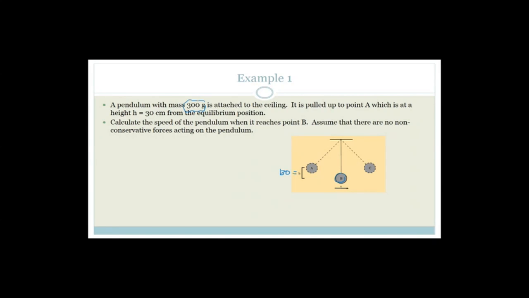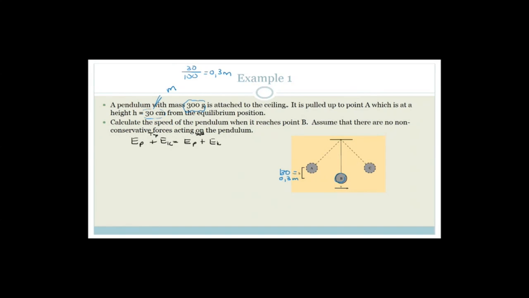Okay, so there are a couple of things that we need to realize. We need to realize that the 30 centimeters needs to be in meters. So we're going to take our 30 and divide it by 100 to get 0.3 meters. Now, what do we know? And this is how you need to be careful about writing this out. We know that EP plus EK at the top has to equal EP plus EK at the bottom.